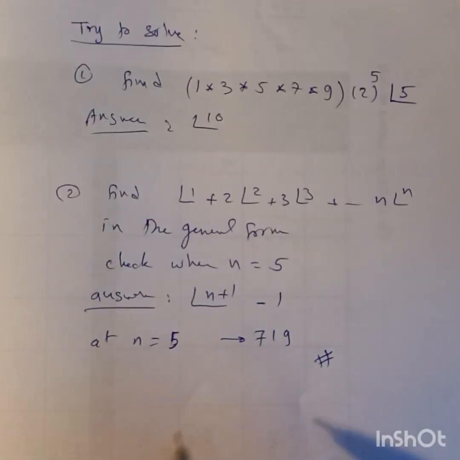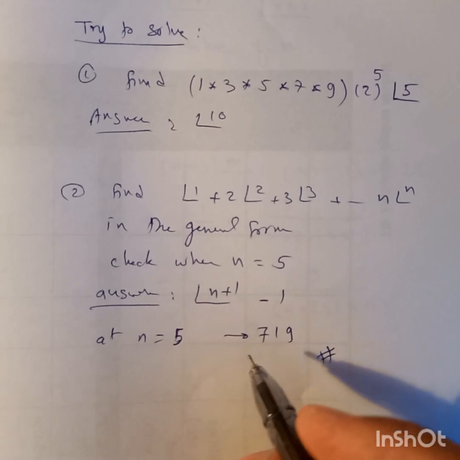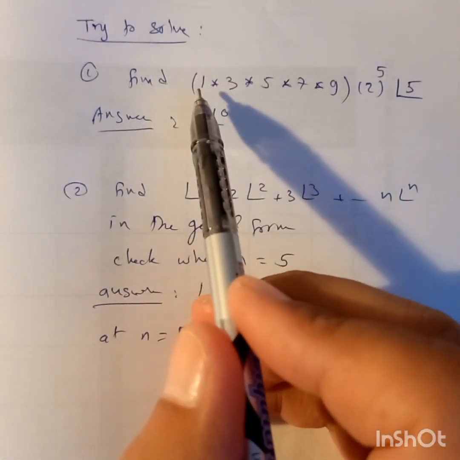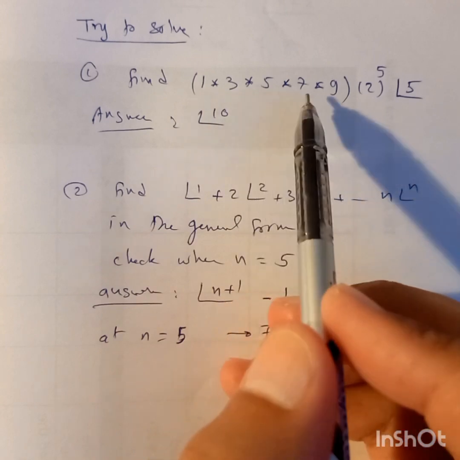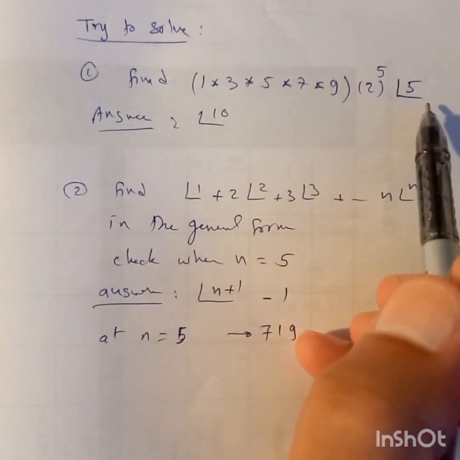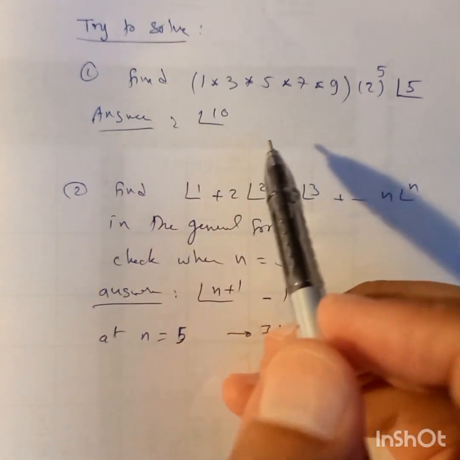Now it's time to check your understanding by trying to solve the following two problems. Find the value of 1 times 3 times 5 times 7 times 9 times 2 power 5 times factorial of 5. The answer is factorial of 10.